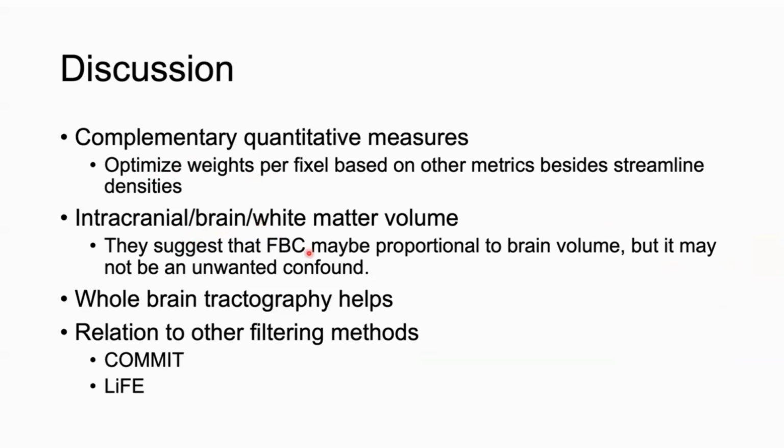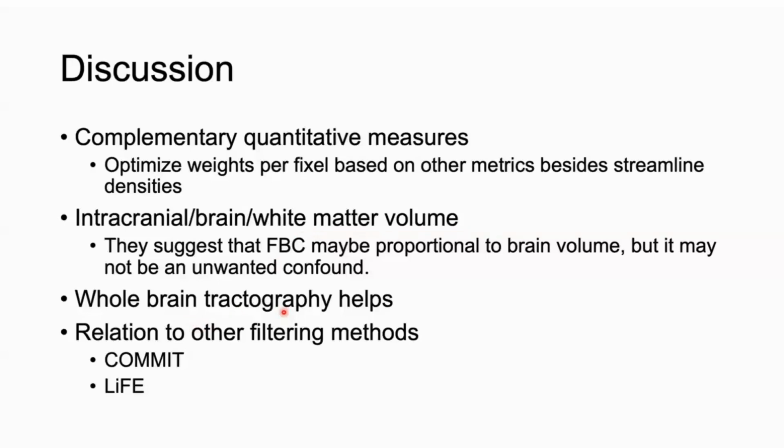Some of the other things that people generally think about is, oh, what about bigger brains and smaller brains? They actually lean into that criticism and basically say, yes, FBC may be proportional to the brain volume, but it may not be an unwanted confound, because they claim FBC is a proxy for information capacity. If somebody has a bigger brain, the relation should be based on that particular bundle. If there is a bigger corpus callosum, there might actually be more capacity. That's what they say at the end. It's a discussion point. And then whole brain tractography helps.